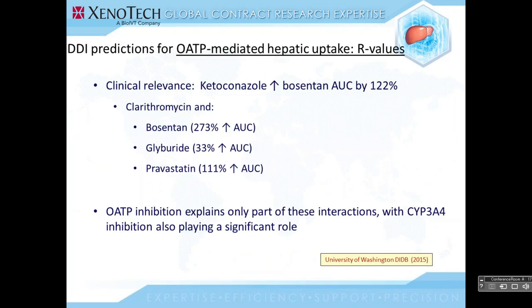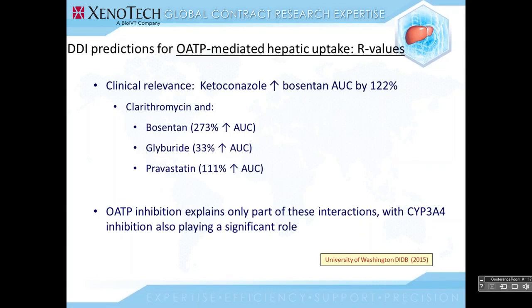Again, we need to ask ourselves, what's the clinical relevance behind this? So we know that ketoconazole co-dosed with bosentan leads to an increase in bosentan's AUC by over 100%. Furthermore, when clarithromycin is co-dosed with bosentan, glyburide, and pravastatin, we see an increase in their AUC as well.